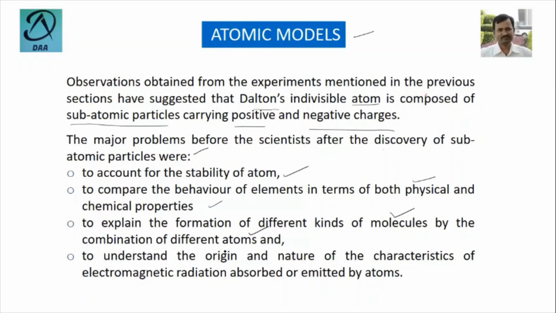Number 4th point: to understand the origin and nature of the characteristics of electromagnetic radiation absorbed or emitted by atoms. We know that atoms absorb or emit electromagnetic radiation. Then what is the origin and nature of this radiation? We have to understand it by using the atomic model. These 4 points we have to consider when designing the atomic models, which will have the electron, proton and neutron subatomic particles in the atom.